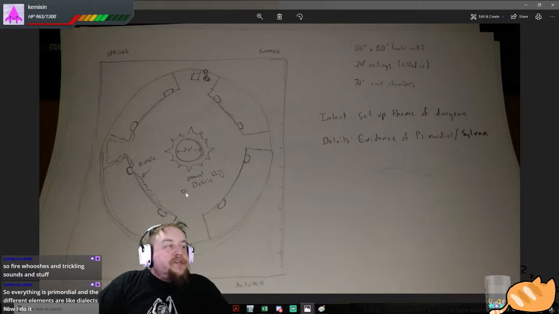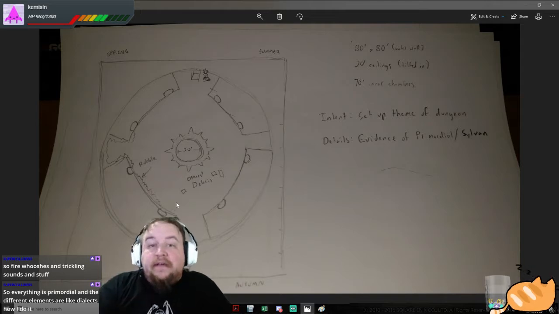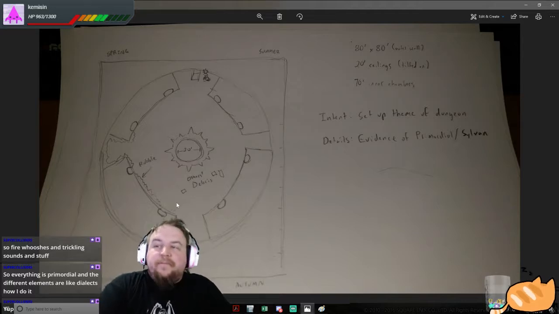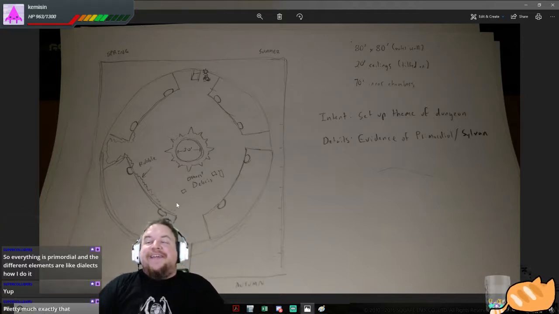Now, you'll also show a hint that there's a crate or something else here to show that this place has been plundered or could still be plundered actively. Gotcha, Super Colliders. Pretty much exactly that.